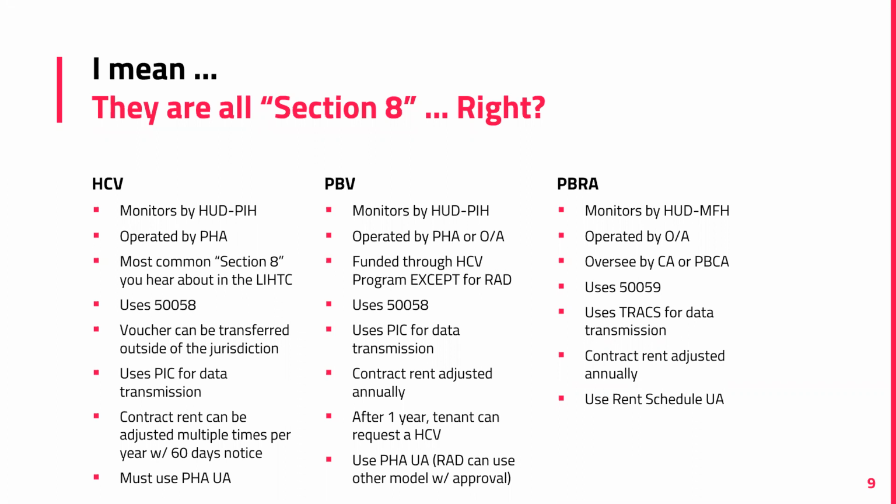After residing in the project-based voucher unit for one full year, the tenant actually gets to jump to the top of the waiting list for the housing choice voucher, and then can use that voucher for any property and transfer it out of jurisdiction, just like the regular housing choice voucher. So a lot of the time, it is easier and faster to get a housing choice voucher this way, and the housing authority recommends people move into the project-based voucher first in order to jump to the top of the waiting list.